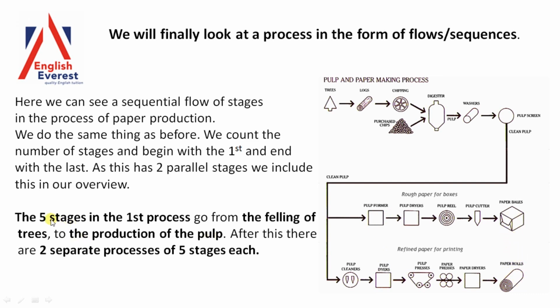So our overview can be something like this. The 5 stages in the first process go from the felling of trees to the production of the pulp here. After this there are 2 separate processes of 5 stages each. 1, 2, 3, 4, 5. 1, 2, 3, 4, 5. There's 6, but we can just put some together. These two kind of go together. But that's an example of how you construct your overview, or overviews should I say.